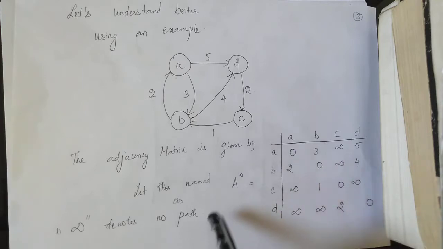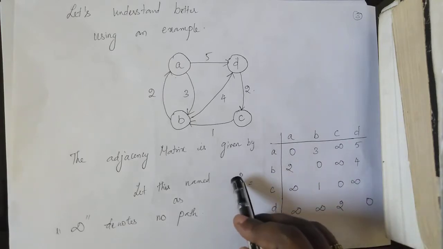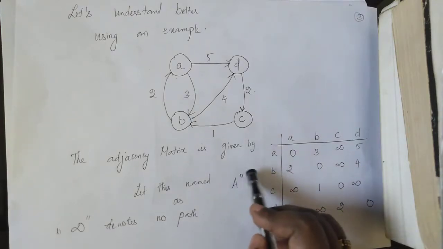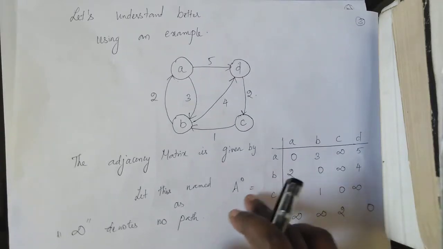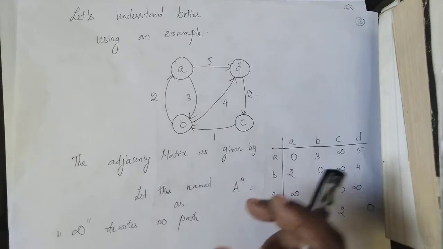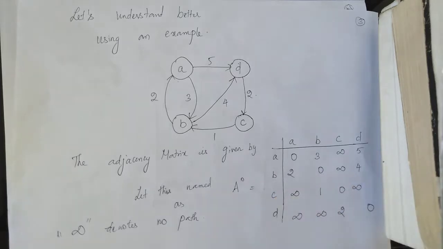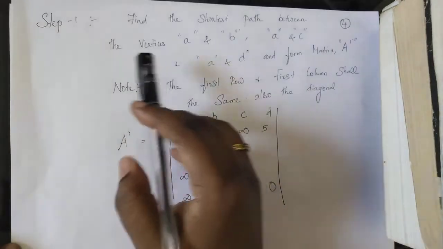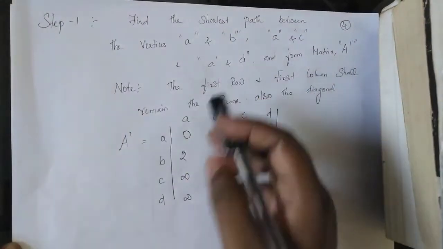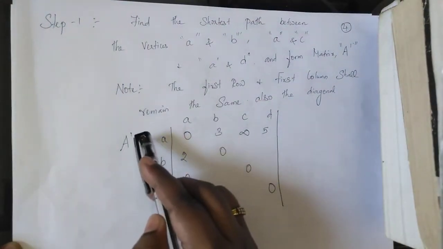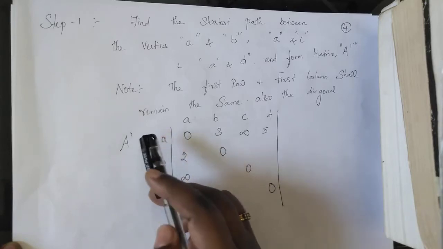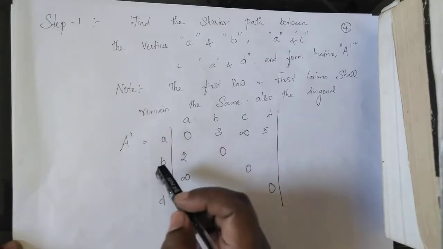Let's name this matrix A0. We'll derive it in steps to arrive at all possible shortest pair paths. We'll solve the algorithm in steps. Step 1: we need to arrive at the matrix A1. Earlier the matrix was A0, which is the initial adjacency matrix of the given graph.